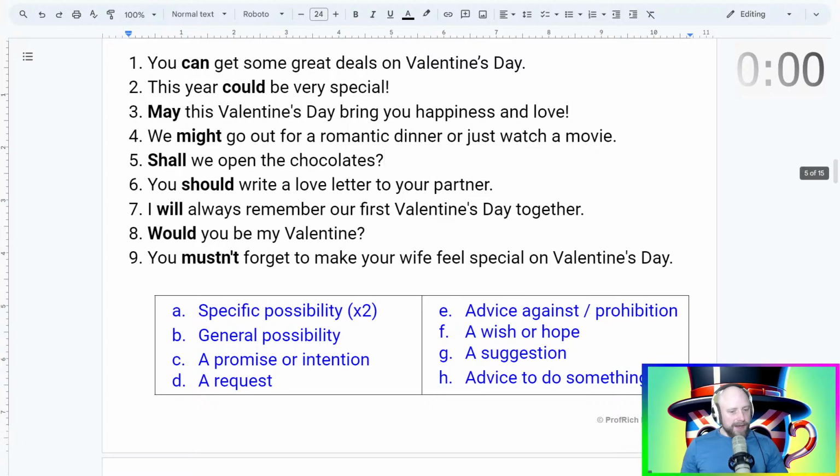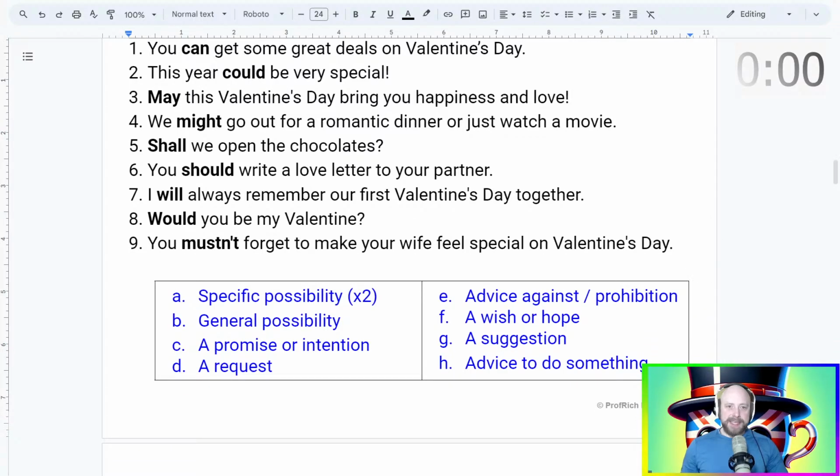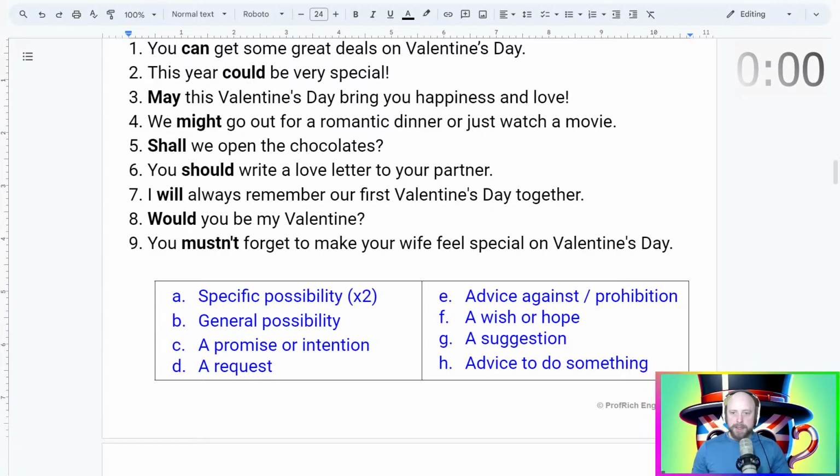So at the bottom there, we have a list of functions. And we have the sentences from the previous exercise at the top. I want you to match the functions to the sentences. The functions are specific possibility, and there's 2 of those. General possibility, a promise or intention, a request, advice against or prohibition, a wish or a hope, a suggestion, an advice to do something. So I'll just give you about 1.5 minutes to do that.